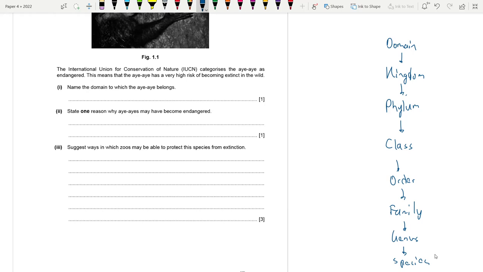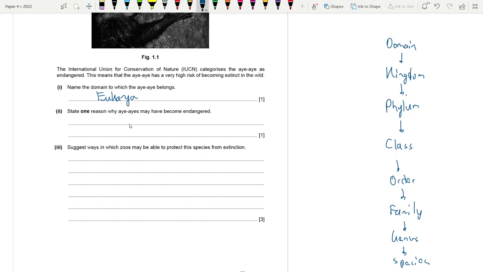So we need to know a few kingdoms that are under the domain eukarya: Plantae, Animalia, Fungi, and Protoctista. That's all we need to memorize. We don't need to remember anything else. Okay. So II is clearly they want the domain. So we have three options for domains, right? We have eukarya, bacteria, and archaea. So clearly, since it's an animal, they are part of the animal kingdom, right? It is part of the animal kingdom, so it's going to be eukarya.